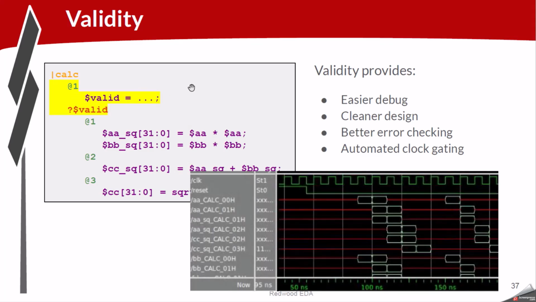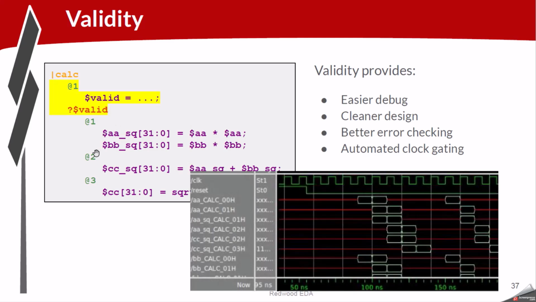So we saw in the exercise that you just did with the calculator that we had a calculator that was doing something meaningful every other cycle. And so on alternate cycles, the gates are there, the gates are doing something, they're driving a value, but that value has no meaning. And validity gives us a way to convey that.